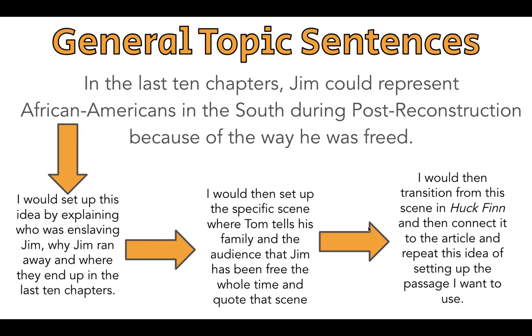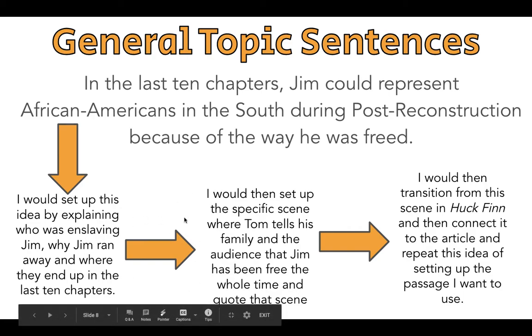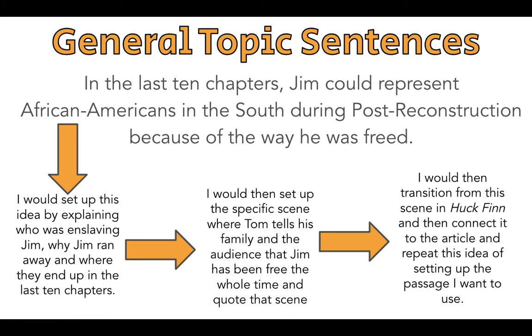Then I would go from that scene and transition it to the article that we read. And that might just be a very simple statement: this is very similar to how African Americans were treated during the post-Reconstruction time period in the South, period. And then go into that one. So I transitioned from the book to the article, and that's a very easy way to do it. And then I would do all this again. I would set up whatever passage I'm using in the article again for this.